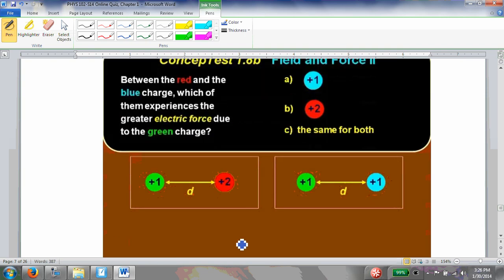Between the red and the blue charge, which experiences the greater force? Well, the force is equal to Q times E. They both experience the same electric field, so the one with the bigger charge will experience the bigger force. So the +2 charge experiences the greater force because it just has a bigger value for Q.